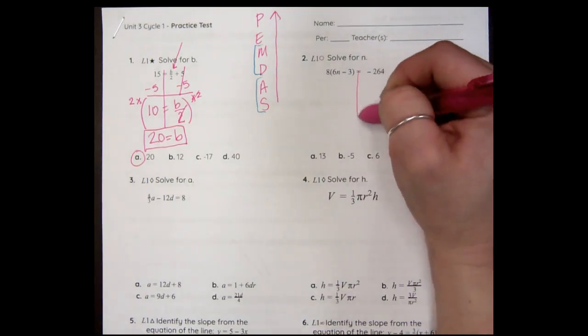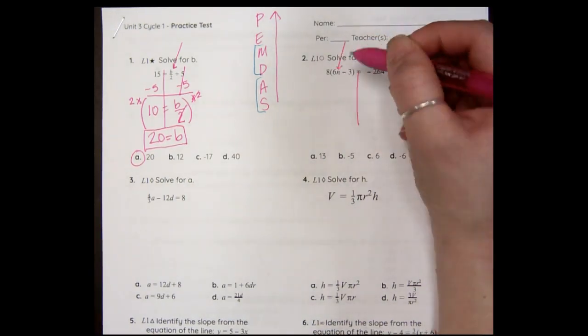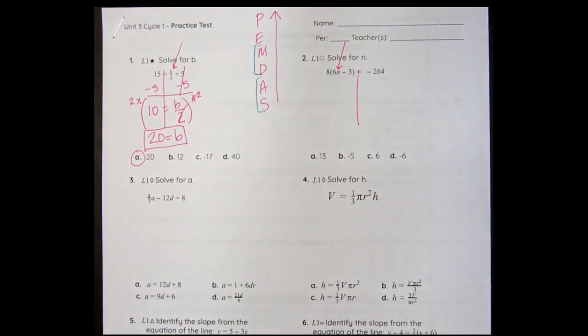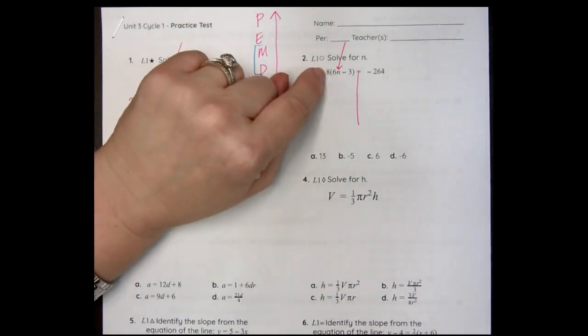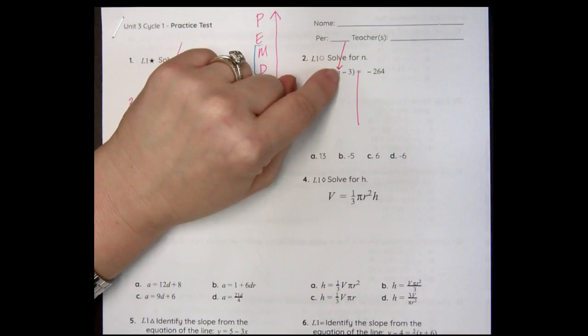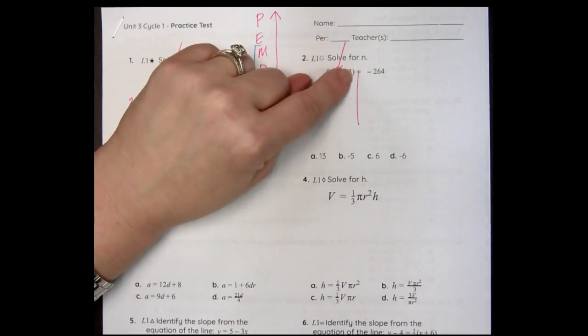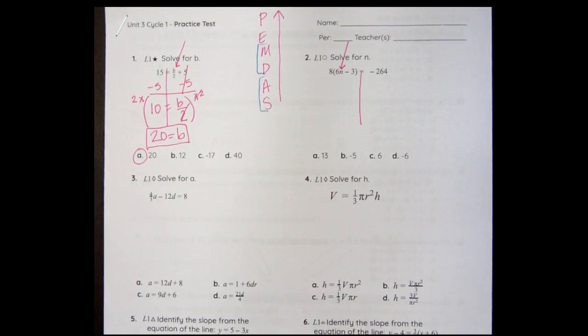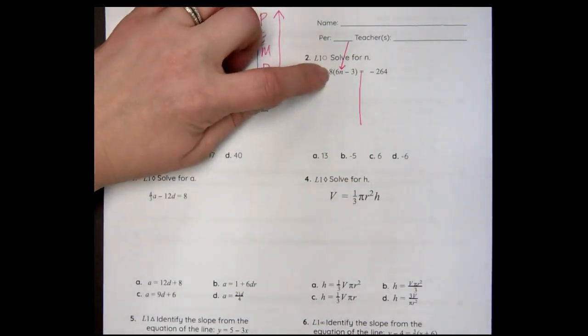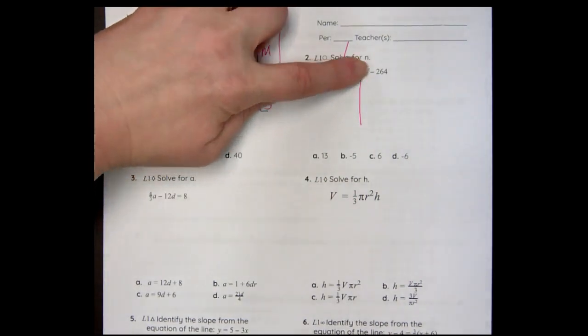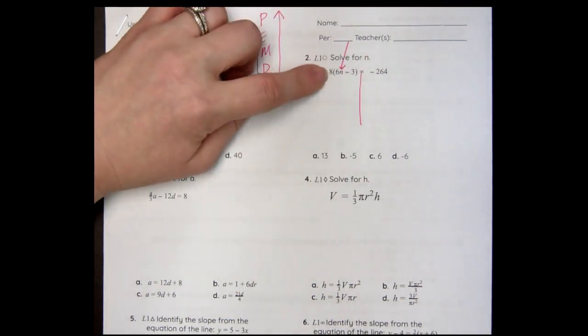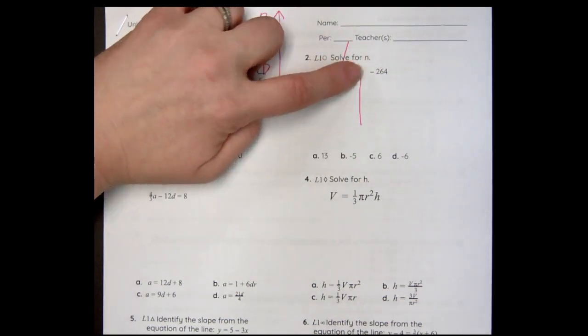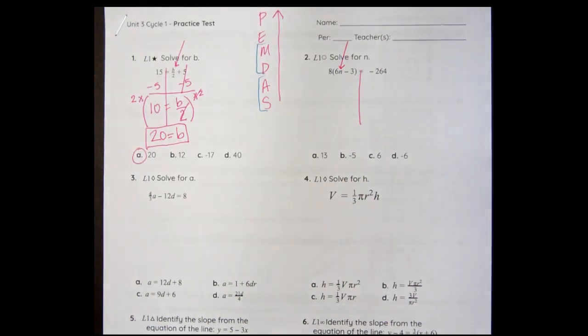I am solving for n. There's my n. First thing we check for is distribution. You can handle distribution two different ways. I can go ahead and distribute and take this 8 times 6 and 8 times negative 3. Or, because distribution is multiplication, 8 times all of this, I could do the opposite of 8 times this, and I could divide by 8, and then I would never have to distribute in the first place.